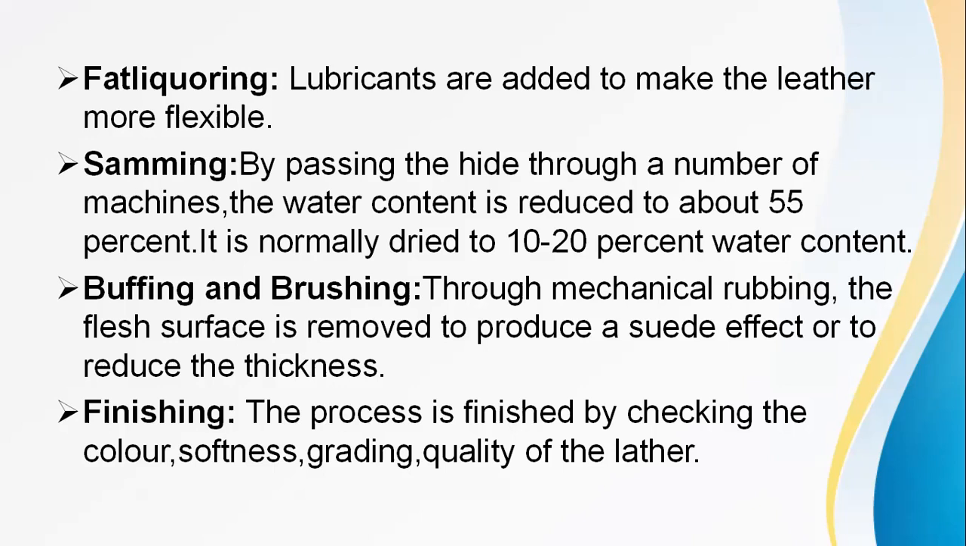Buffing and brushing. Through mechanical rubbing, the flesh surface is removed to produce a smooth effect or to reduce the thickness. It is mainly done to reduce the thickness of the leather according to the requirements. Finishing, the last step. The process is finished by checking the color, softness, grading, and quality of the leather. Different types of tests are performed to test the durability of the color, softness, grading, and quality of the leather.